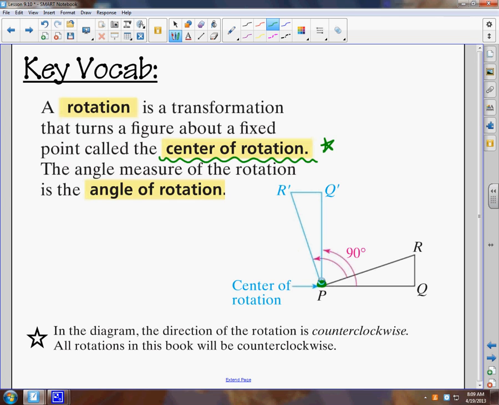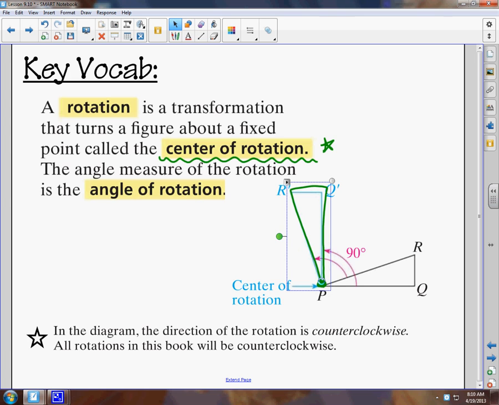And then if I had PRQ, this figure, if I rotated it 90 degrees, I have to keep my center of rotation. So I have to keep it on point P, and then I rotate it 90 degrees. Then I would have my new figure, which is called a rotation. This is rotational symmetry. You're taking your one figure and then you're rotating it so it looks totally different.